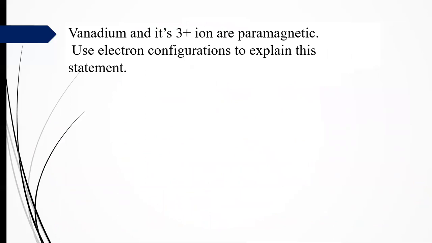Now let's try another one. Vanadium and its 3+ ion are paramagnetic. Use electron configurations to explain this statement. If you never reference an electron configuration, you're not going to get all of the points. Normally with my questions, I try to help you out and guide you about what I'm looking for in that explanation, so make sure you read the questions carefully so you understand what you need to be responding with.